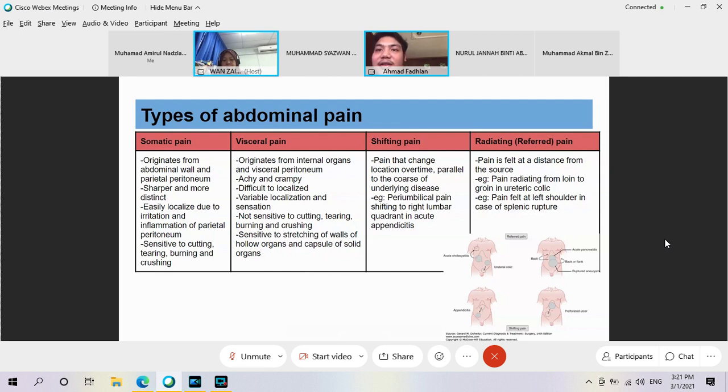Next is visceral pain, which originates from the internal organs and visceral peritoneum. It is achy and crampy and difficult to localize. And it is not sensitive to cutting, tearing, burning, and crushing, and sensitive to stretching of walls of hollow organs and capsule of solid organs.